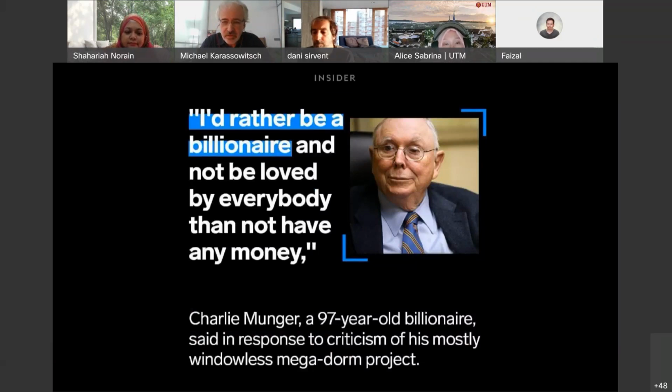They're going to put these 4,500 students into these houses because the money is more important. It's very interesting. And in his statement here, I'd rather be a billionaire and not be loved by everyone than not have any money. There's a big space between being a billionaire and not having any money, right? Don't be fooled by this kind of thinking. I mean, there's a big space. So money versus the right and the need to housing.